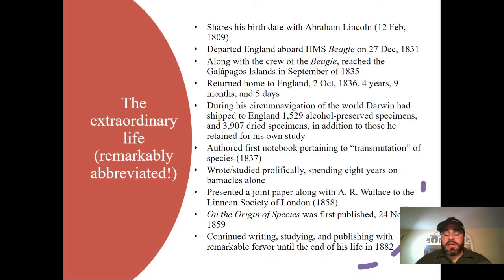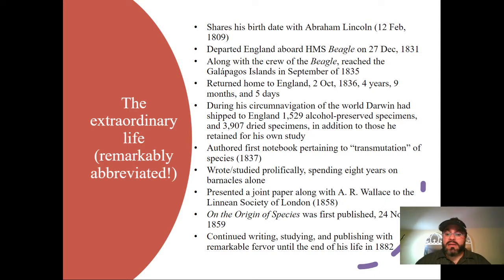And so let me tell you a little bit about Darwin and why we use him as the anchor point for this theory. He shares a birth date with Abraham Lincoln, February 12 of 1809. He leaves on the boat that took him around the world, the HMS Beagle, in December of 1831, and he spends almost 5 years. He spends 4 years, 9 months and 5 days going around the world, literally understanding what was happening and putting his ideas together. So he actually collected over 1,500 preserved species and 3,900 dried species.